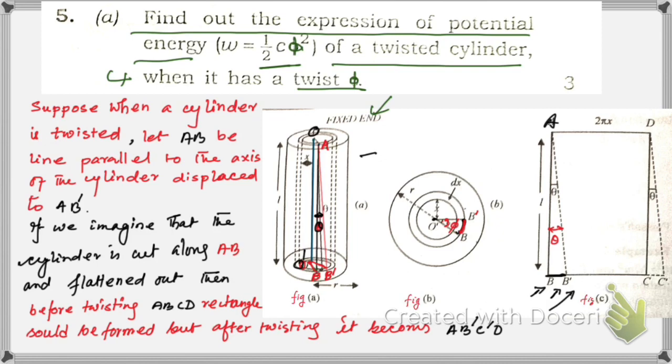So I have imagined this is a cylinder and it is cut along its axis along AB and flattened to give this rectangle before it is twisted. So the rectangle is supposed to be ABCD, but after twisting it we have got AB dash C dash, right? That means CB is displaced to C dash B, right? So hope you have understood this. Now let's move on to the next slide.